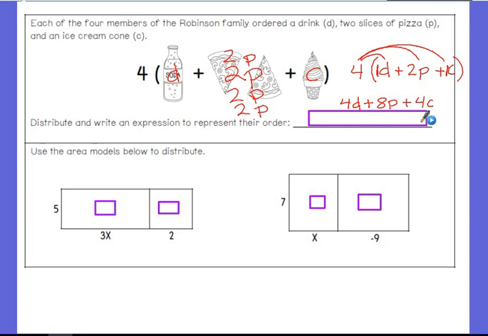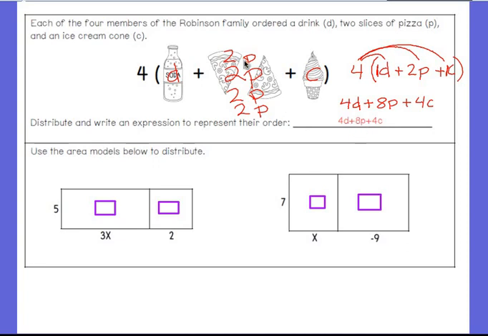So after I distribute, I get my simplified expression here of 4D plus 8P plus 4C. Some people will want to add all these numbers up. Well, I can't. Those are drinks, pizzas, ice cream cones. Those are different items. You can't add them up.